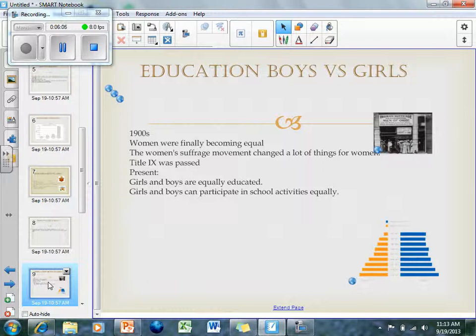The chart down here, which you can't see because the smart board kind of minimized it, showed, I forgot what year it started in, but I know it ended in the 2000s. After the bill was passed, one side was females and that side was male athletes. At the end, it evens up to where there's 150,000 in each bar. Girls and boys are equally educated, and girls and boys can participate in school activities equally now.